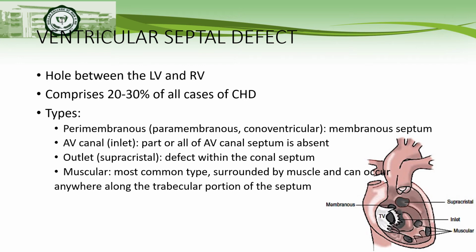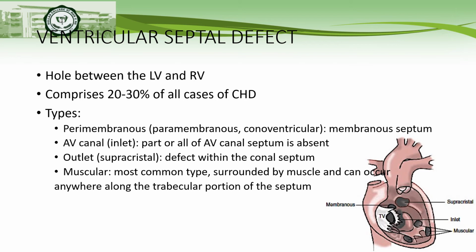The perimembranous VSD, also called paramembranous or conoventricular, is the most common VSD requiring surgical intervention, comprising approximately 80% of cases. The defect in perimembranous VSD involves the membranous septum. AV canal or inlet defects occur when part or all of the septum of the atrioventricular canal is absent.